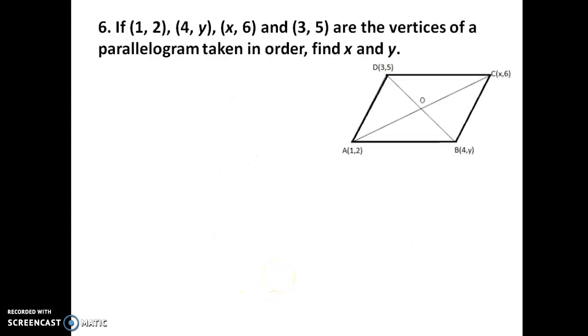Okay. Next problem. Sixth one. If the given coordinates are the vertices of a parallelogram taken in order, find x and y. Four coordinates are given and they are in the order of A, B, C, D. They are the vertices of a parallelogram. So we have to find out what the values of x and y are. We don't know the x and y coordinates in B and C. We have to find that out.